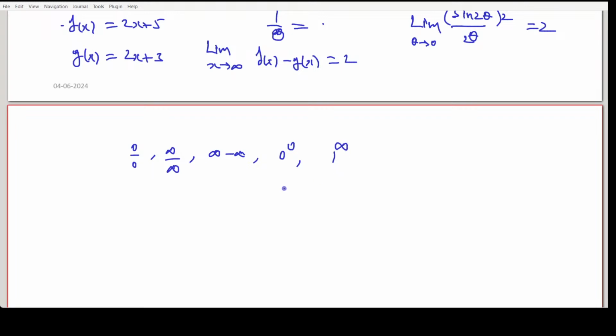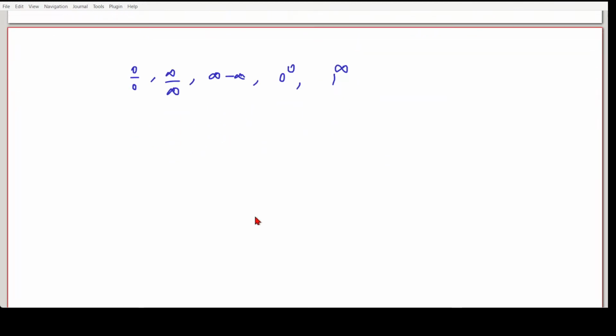1 power infinity. You might say it's actually again like 0 power 0. Anything power infinity should be infinity, but 1 power anything should be 1. Right? Okay. Now let's take this case.